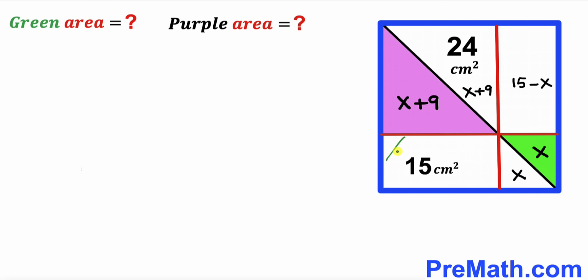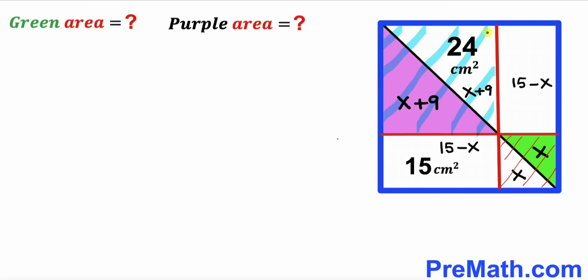And likewise we are going to focus on this trapezoid as well. Its area is 15, and we know this triangle area is x. So therefore this rectangle area is going to be simply 15 minus x.